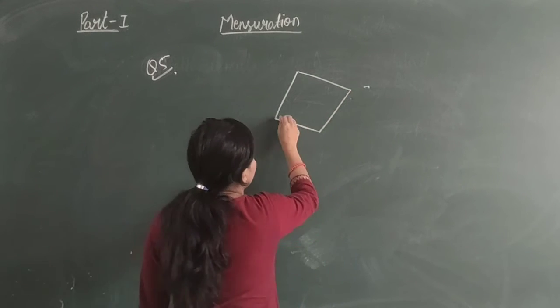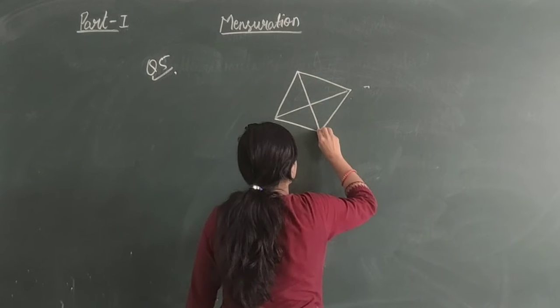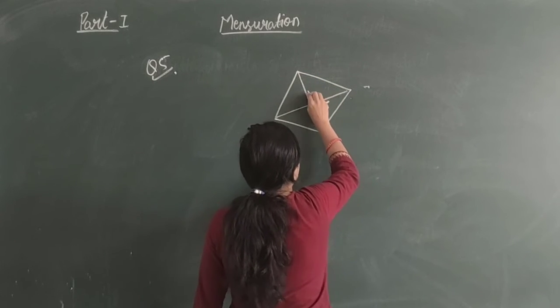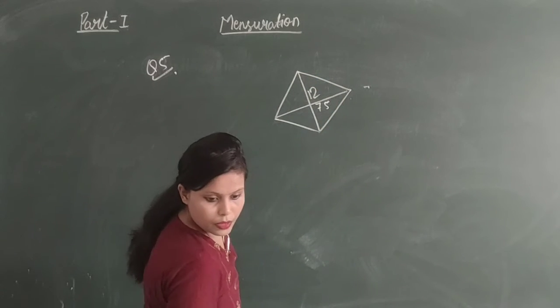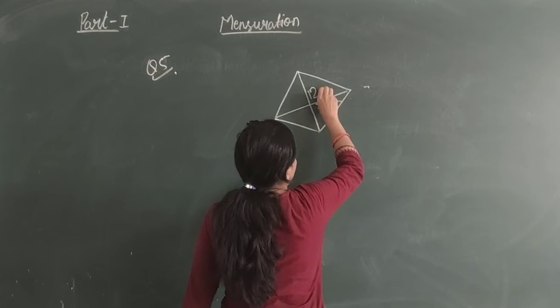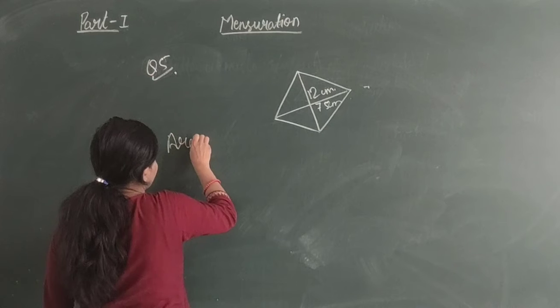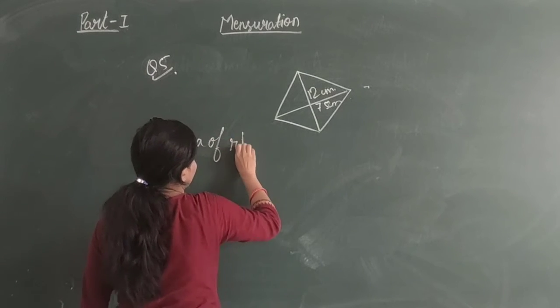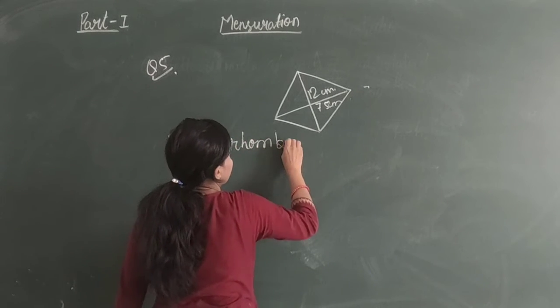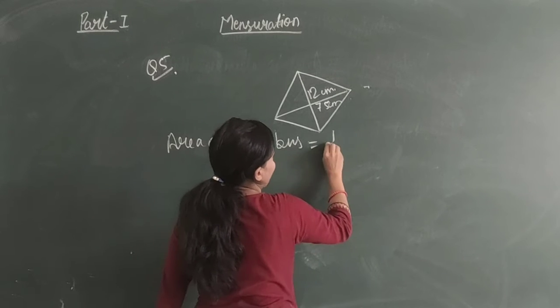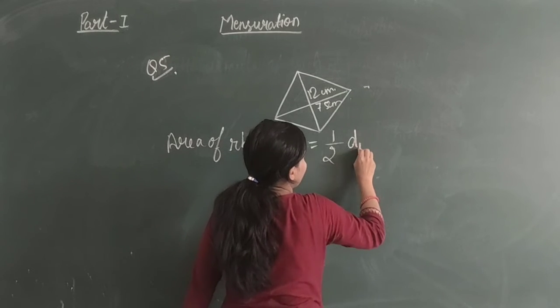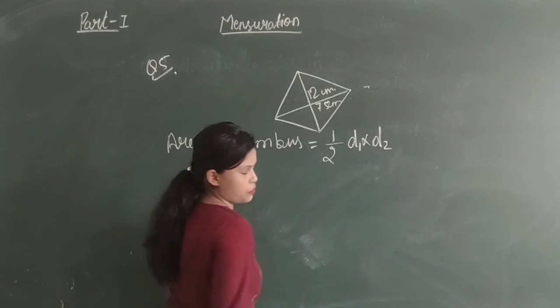A rhombus is given and the diagonals are given. Diagonals are 7.5 and 12, these are in centimeter, right? Okay, so area of rhombus is equal to 1 by 2 d1 multiply d2, right?